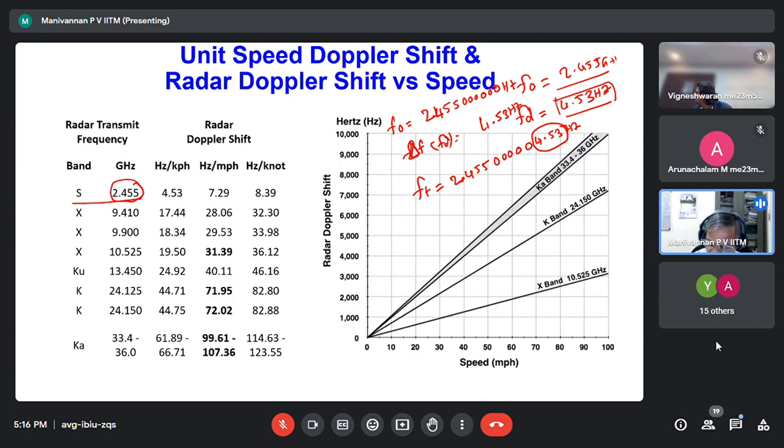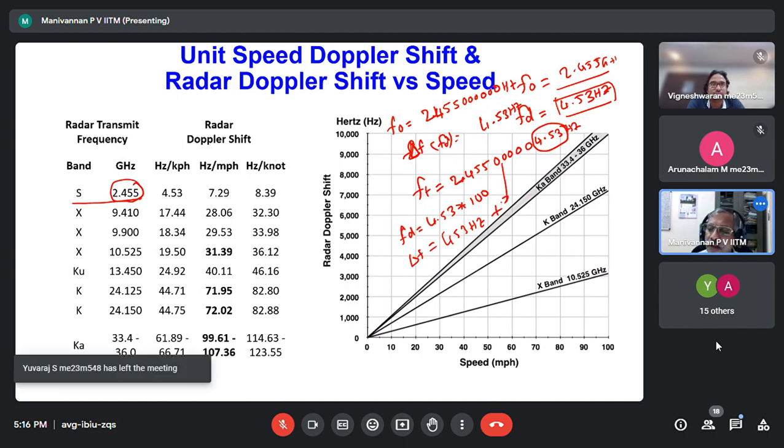Now, if you are using K-band and your vehicle is coming towards you at 100 kilometers per hour speed, what will this be? FD will be 4.53 multiplied by 100, so it will be 453 hertz. This is delta F. This should be added to this big number. That's all the change you will see.